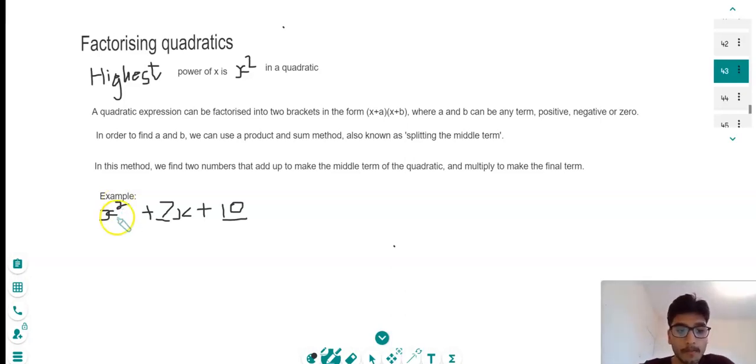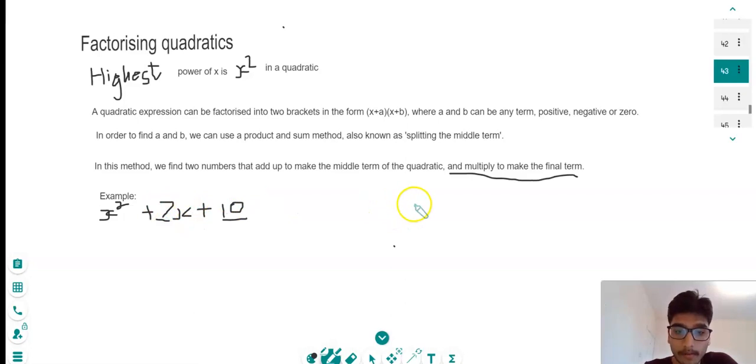Okay, so as an example, we have x squared plus 7x plus 10, and we need to factorize this. So the middle term of this quadratic is 7x, and the final term is 10. So as per the method, we need to find two numbers that add up to make 7 and multiply to make 10. Because they need to multiply to make the final term, and this is 10 in this case, what we can do to help is list out the factors of 10, and then we can see if any of those factors add up to make 7.